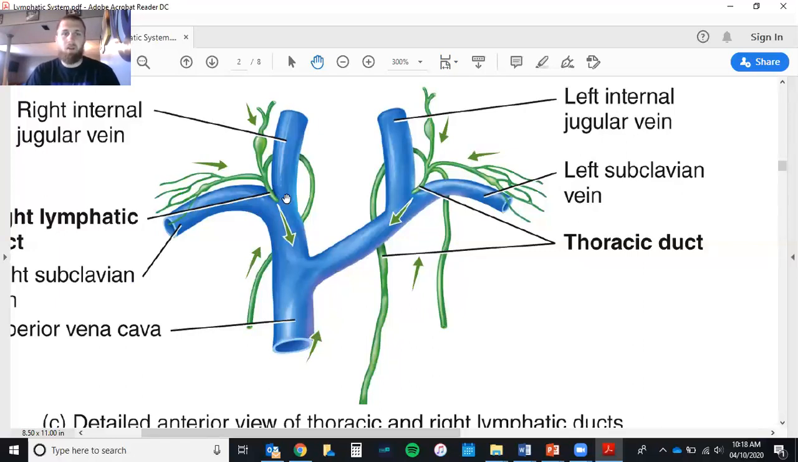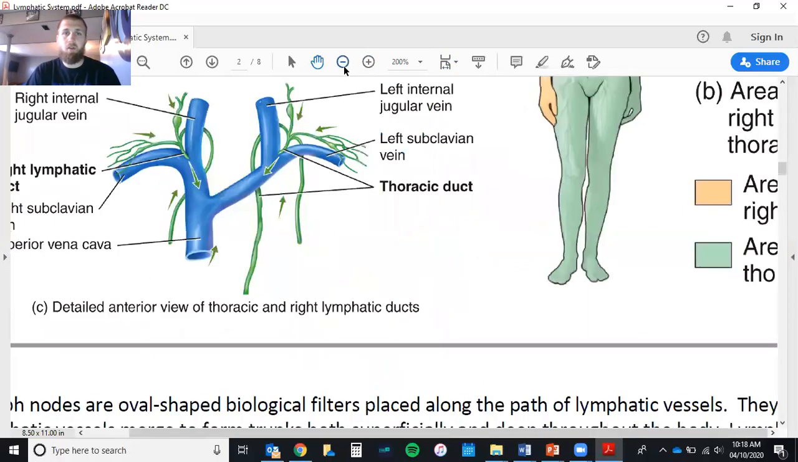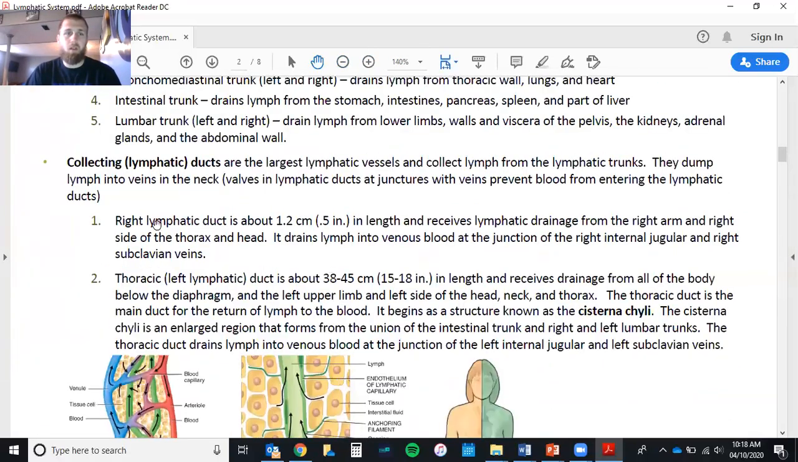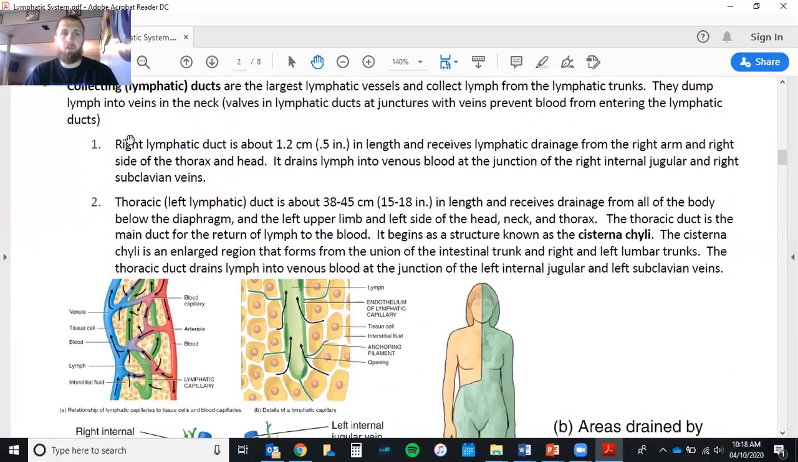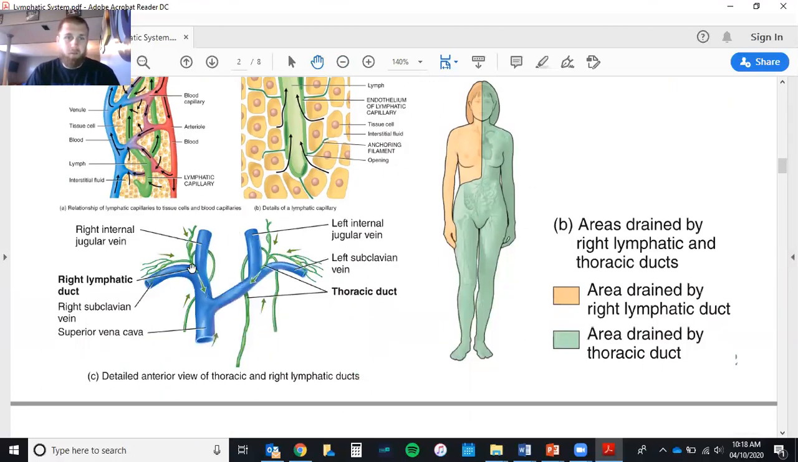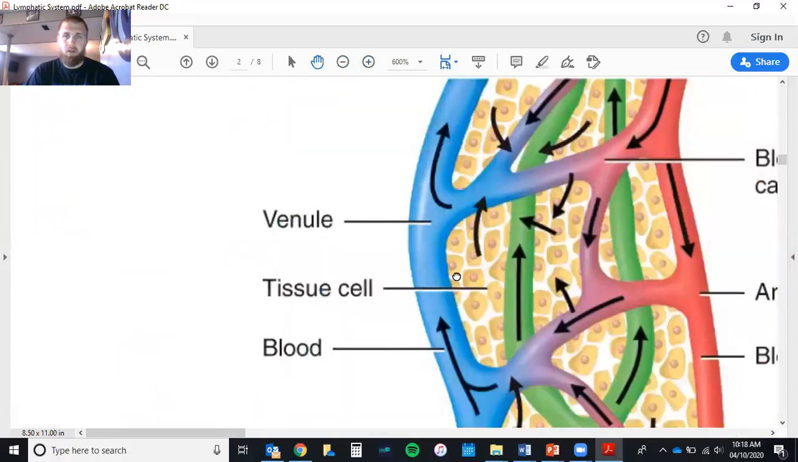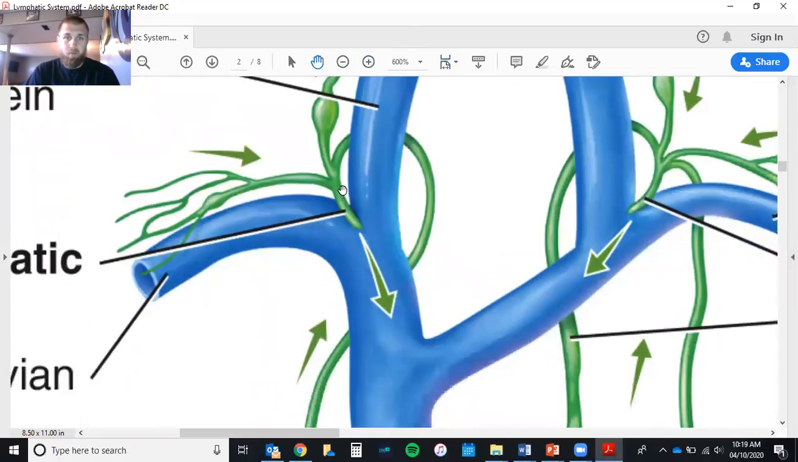Okay, these 2 ducts are called the right lymphatic duct and the thoracic or left lymphatic duct. Okay, of the 2, the right lymphatic duct is much smaller. It's only about a half inch in length. Okay, what we see right here, that's it. That's all it is from, where the cursor is showing you. Okay, from this point to this point, that's all it is.